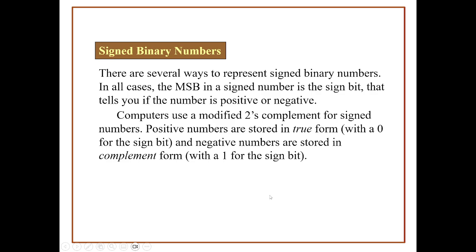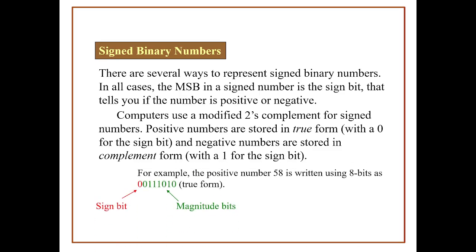Signed binary numbers. There are several ways to represent signed binary numbers. In all cases, the most significant bit in a signed number is the sign bit that tells you if the number is positive or negative. Computers use a modified two's complement for signed numbers. Positive numbers are stored in true form with a 0 for the sign bit, and negative numbers are stored in complement form with a 1 for the sign bit.